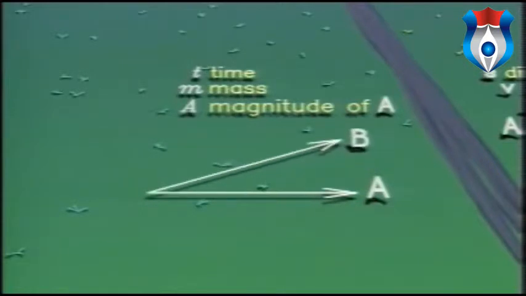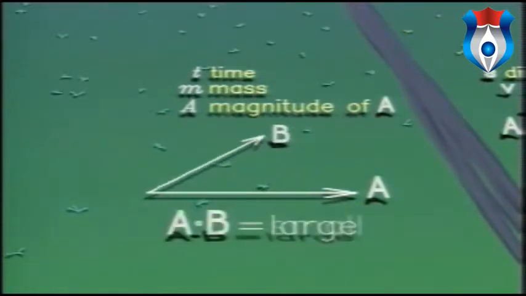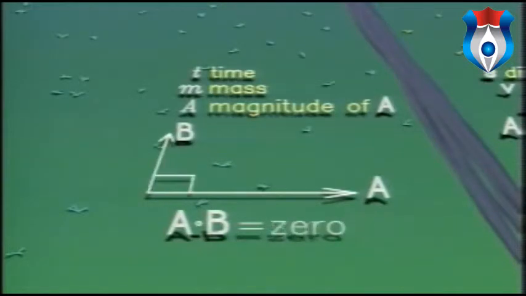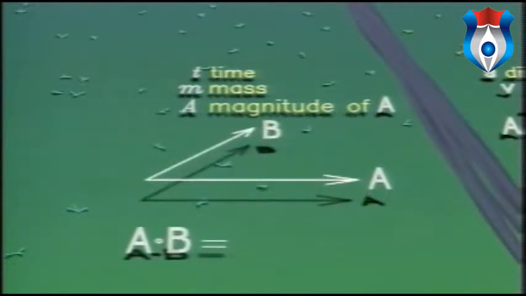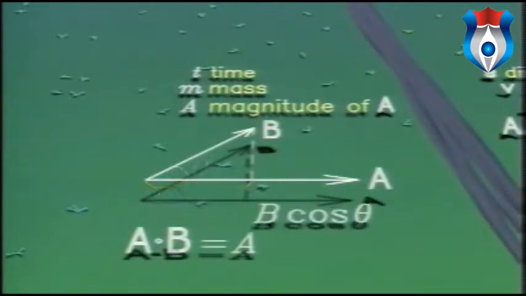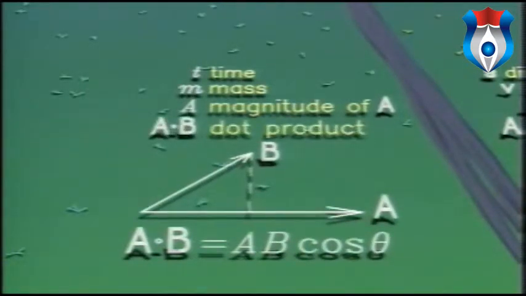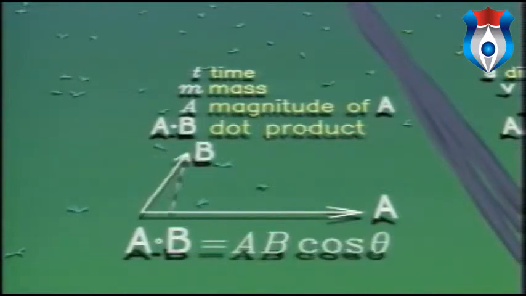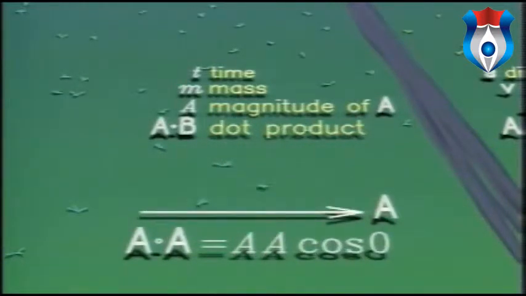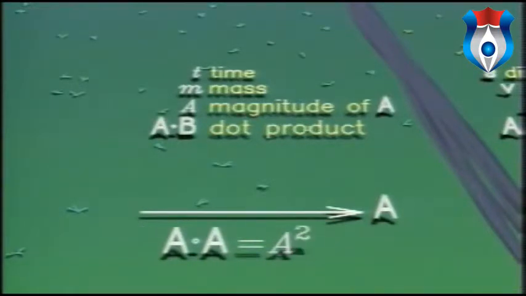A vector can be multiplied by another vector. The dot product of A and B is a scalar that measures the tendency of the two vectors to point in the same direction. A dot B is equal to the length of A times the length of B times the cosine of the angle between them. If A and B are perpendicular, their dot product is 0. And the dot product of a vector with itself is just the square of its length.